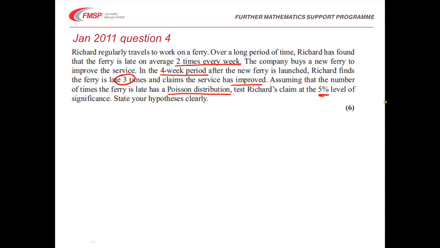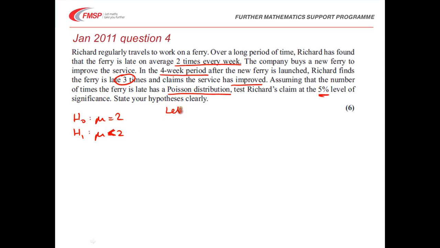So first of all, we need to set up our hypotheses, and it says that we need to do that clearly. Now we're really testing the average, we're really testing the mean. So you could argue that this is what we're testing, which is entirely true. However, which way is this one? Improve. Therefore, the rate's got to go down.